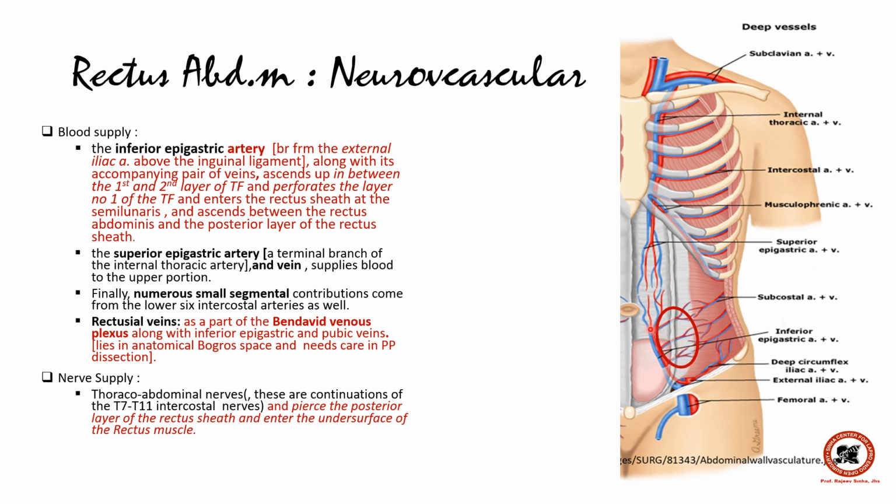which is situated at the anatomical space of Bogros, which is distinct from the surgical Bogros space. You have the anatomical Bogros space and the surgical Bogros space. These two are different. We only talk about the anatomical Bogros space, where you have the Bendavid venous circle. I'm not going to go into the detailed Bogros space because that is beyond the scope of this lecture. We can talk about it later, or you can look at the lecture on transversalis fascia already uploaded on YouTube. You have that lecture loaded there, right?